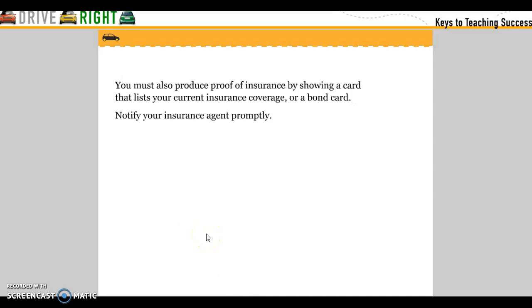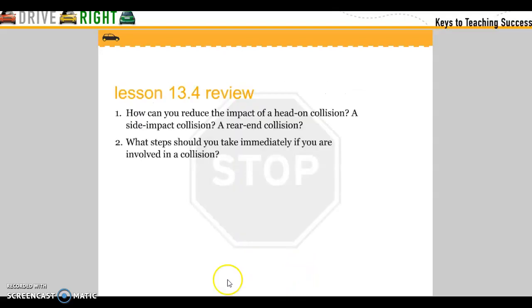You must also produce proof of insurance by showing a card that lists your current insurance coverage or a bond card. Notify your insurance agent promptly. Review. How can you reduce the impact of a head-on collision, a side impact collision, and a rear-end collision? What steps should you take immediately if you are involved in a collision?